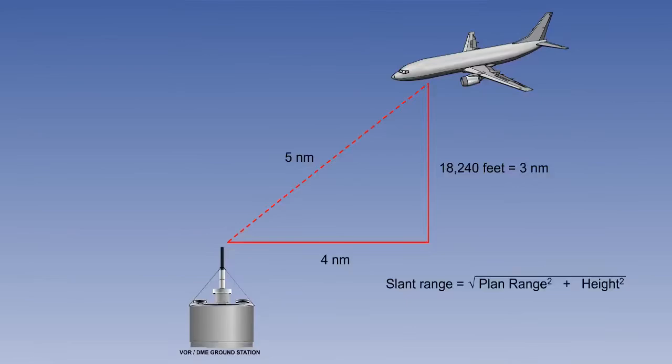However, for the more general case, we use Pythagoras. The slant range equals the square root of the sum of the plan range squared and the height squared. Of course, they must all be in the same units. You cannot have ranges in nautical miles and height in feet. In fact, the more usual problem is finding the plan range from the slant range. With a little rearrangement, the equation becomes plan range equals the square root of slant range squared minus height squared.